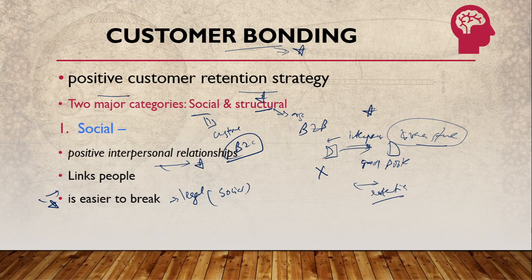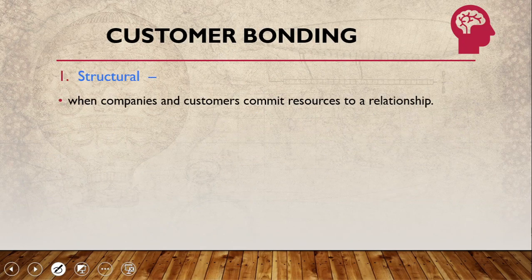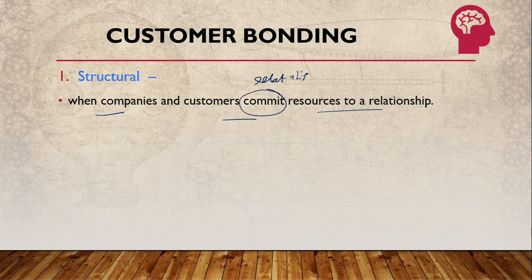So social bonding is good. Whereas if you move to structural bonding, which is applicable to the B2B type, which is business to business, this time the relationship or the transactions are somewhat defined. So when companies and customers come into a relationship, there is a type of commitment that is there in a legal way.